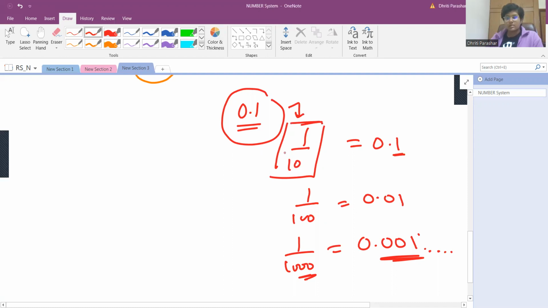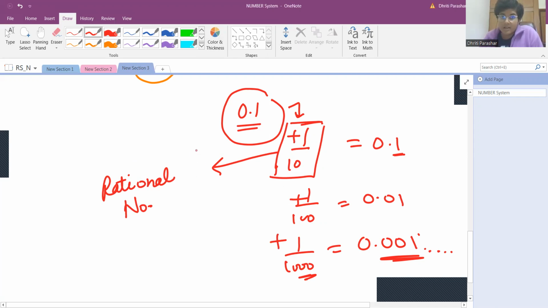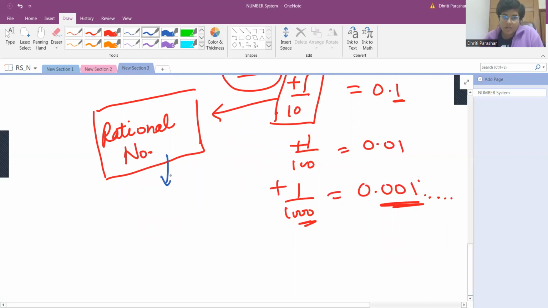Now, this is a rational number. Something that we should understand here is that we're still dealing in positives here. It's plus 1 upon 10, plus 1 upon 100, and plus 1 upon 1000. This is a rational number. And how do we define a rational number really? We just say they are in the form of P by Q, where Q is not equal to 0.